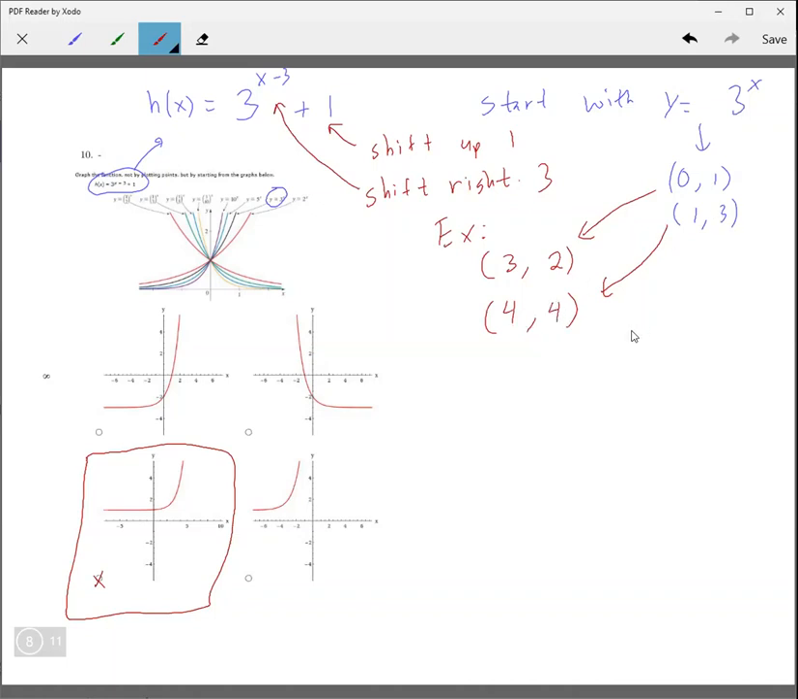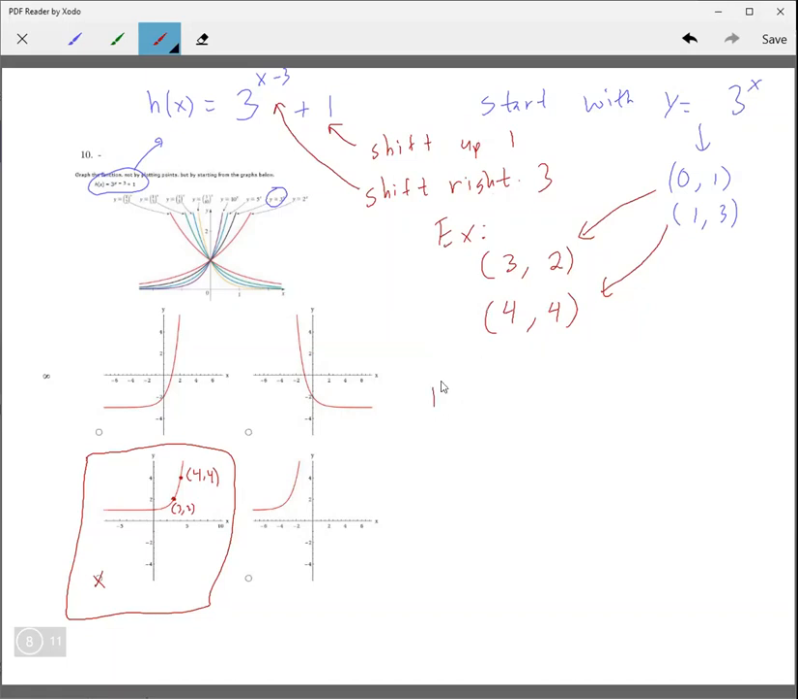Okay, so it's going to go through those 2 points. So 3, 2 is right here. Okay, there's 3, 2. 4, 4. 4 is over here, and then 4 is up there, is right here. Okay, so those 2 points. And then, of course, the horizontal asymptote is going to be y equals 1.